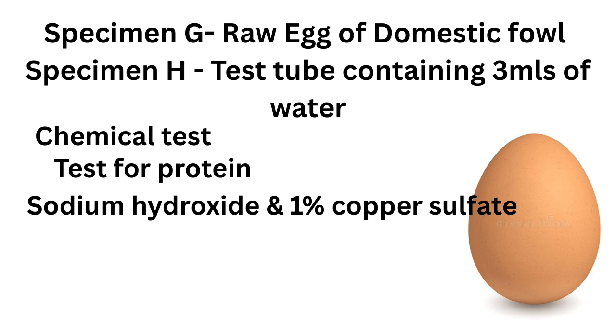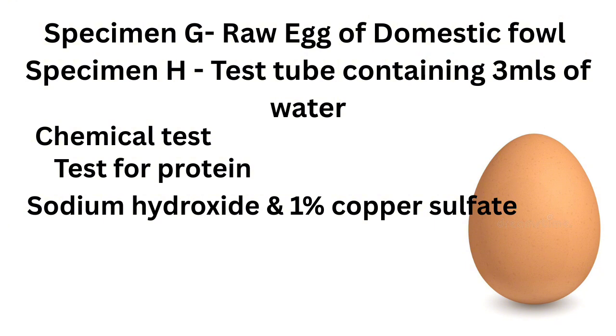Alright, so I'll be discussing specimen G and H together. G is raw egg of domestic fowl, and specimen H is a test tube containing 3 ml of water. Basically, what you'll be asked to do here is a chemical test for protein. If you check the list of things your teacher was asked to provide, there is sodium hydroxide and 1% copper sulfate. These reagents are used to test for protein.